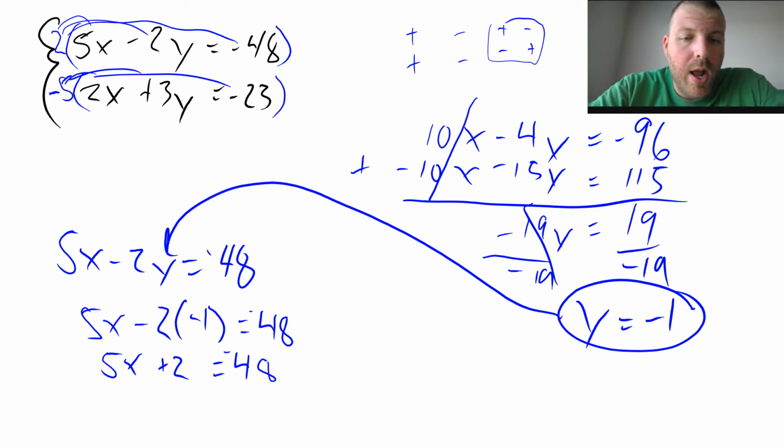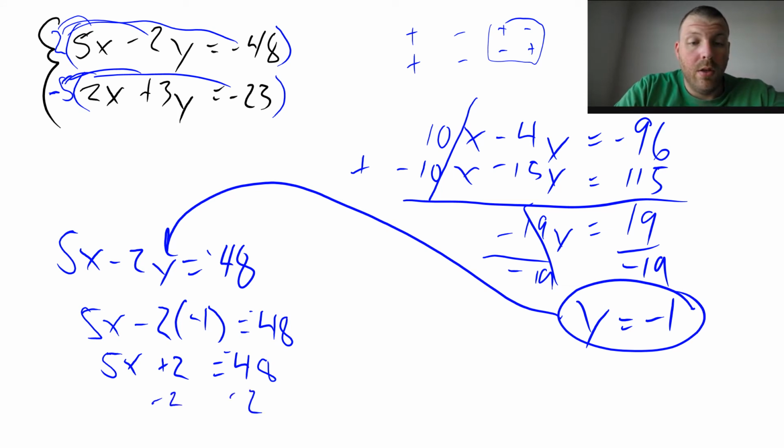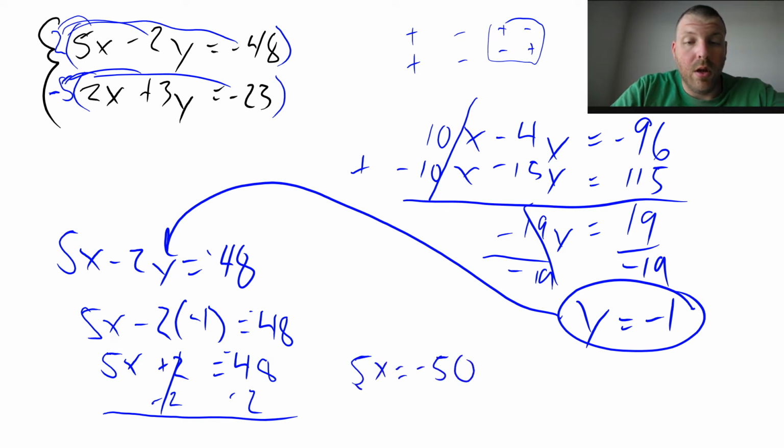So now I'm just going to subtract 2 from both sides. I'm going to write that over here. This is 5x equaling negative 50 now. And then to solve, we divide by 5. Therefore, x is going to equal negative 10.